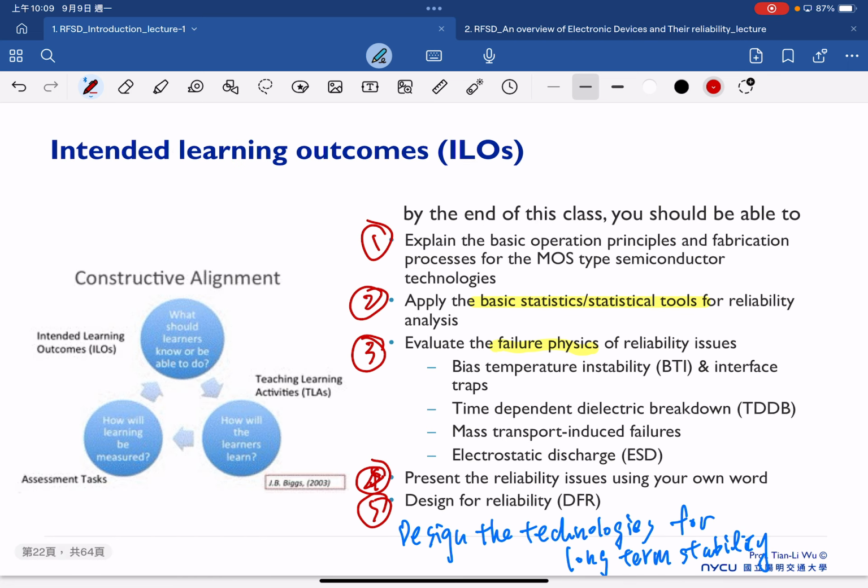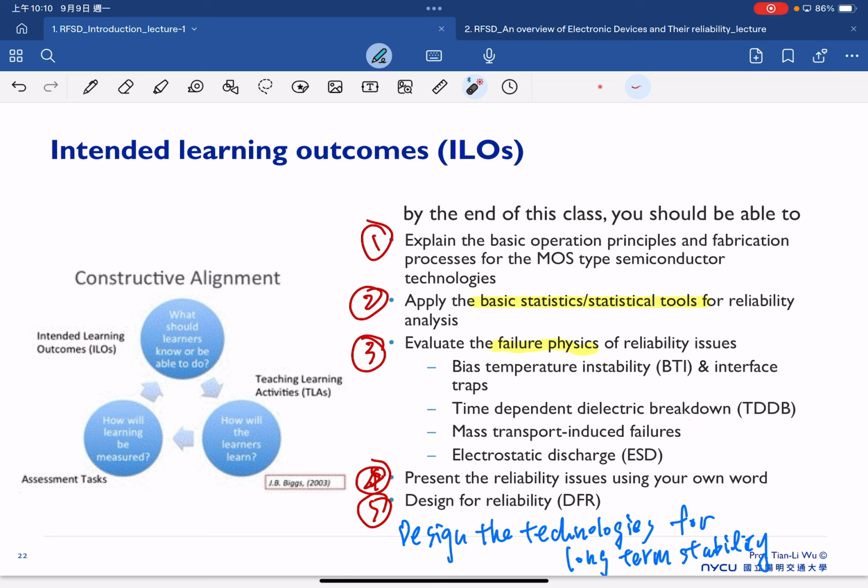Okay, so let's do a quick overview of what we have discussed. By the end of this class, you should first be able to explain the basic operation principle and fabrication process for the MOS type semiconductor technology. Actually, we already started to explain the MOSFET, how the MOSFET operates. Second, we will apply the basic statistical tool for reliability analysis. That's pretty important because this is pretty unique knowledge that you will only learn from this class, not from other classes. The third one is you will start to evaluate the failure phases. The ones we are interested in this class are BTI, interface, TDDB, mass transport induced voids, and ESD.